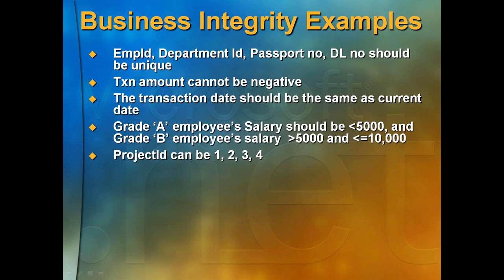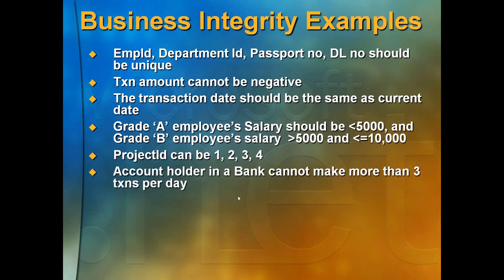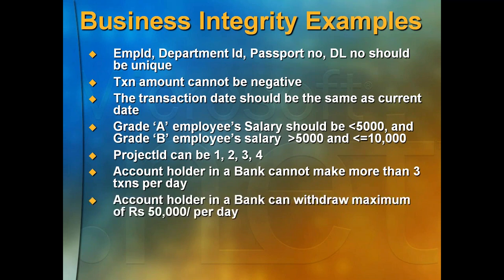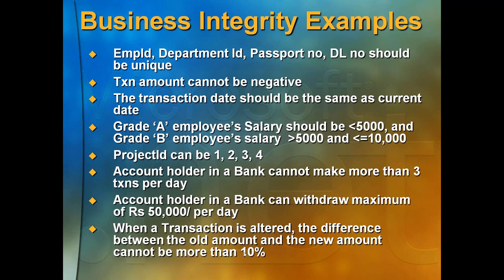So whenever you enter invalid data, what happens to your business? An account holder in a bank cannot make more than three transactions per day or per month. So there is a restriction, right? You cannot make more than three cash withdrawals in India. If you do it a fourth time, there is a penalty of 50 or 100 rupees. There is a rule given by the RBI, Reserve Bank of India. Also, an account holder can withdraw a maximum of 50,000 per day, or a maximum of $10,000 per day, using an ATM machine. This is one more rule given by the bank. So all these are called business rules.